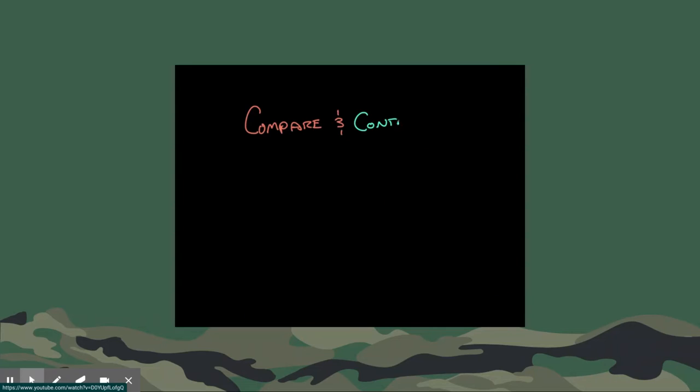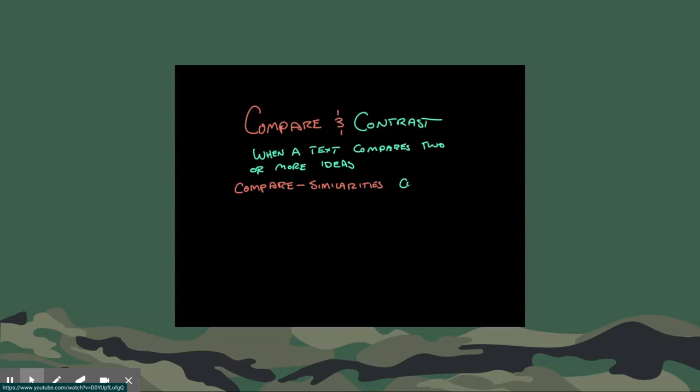Compare and contrast. You've probably heard of this one. When a text compares 2 or more ideas, that's a compare-contrast. The compare step discusses similarities, how things are similar, and then the contrast step discusses how those things are different. Look for clue words like same or different, both and neither, in contrast or on the other hand.